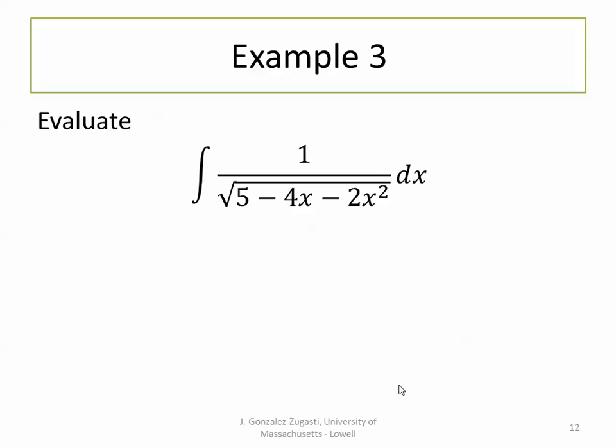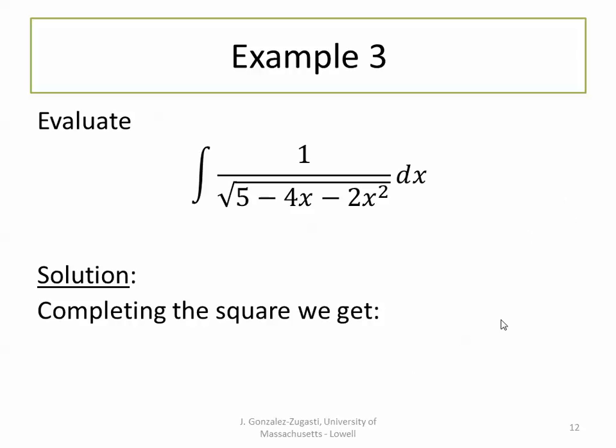All right, let's try one more. Let's evaluate the integral of 1 over the square root of 5 minus 4x minus 2x squared. Oh, this should be interesting. I have a square root there. Well, let's start the way we've been doing it. Let's go ahead and complete the square.